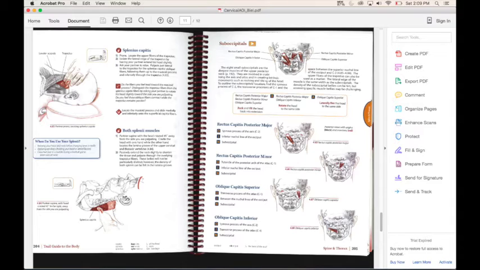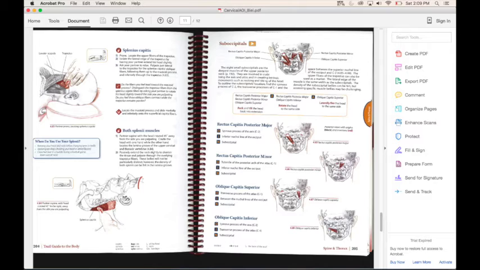Rectus capitis posterior major. Origin: spinous process of C2. Inserts: inferior nuchal line. Actions: rock and tilt head back into extension, ipsilateral rotation. Rectus capitis posterior minor. Originates tubercle of posterior arch of C1. Inserts: inferior nuchal line. Action: rock and tilt head into extension.